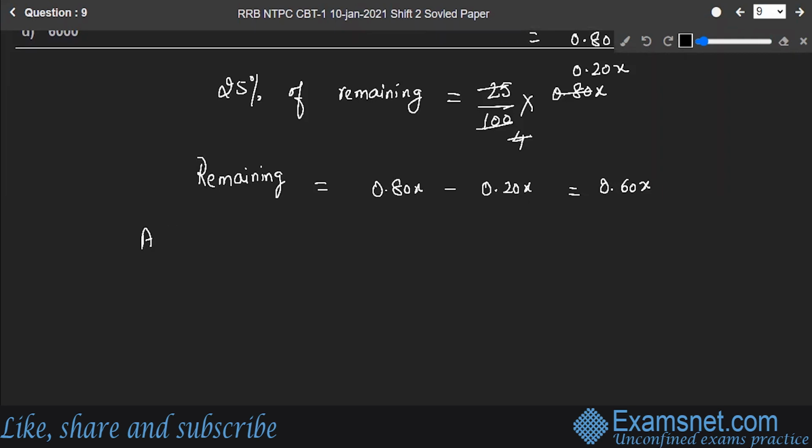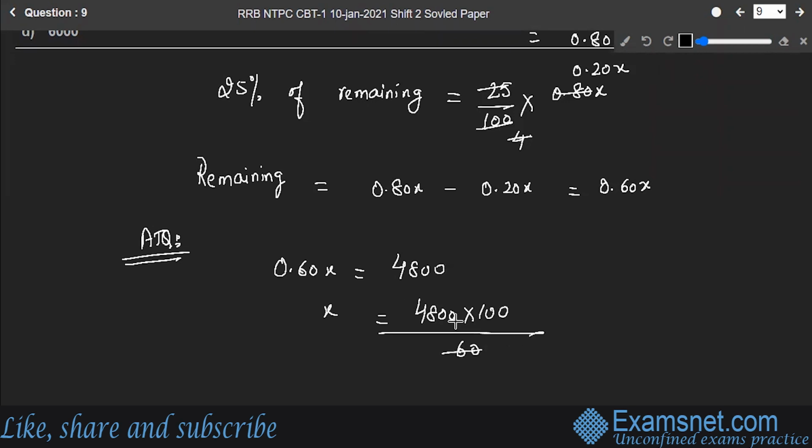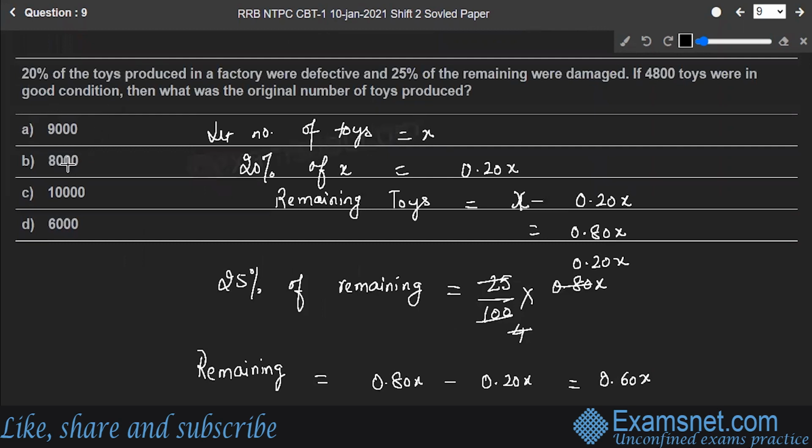According to the question, the good condition toys were 4,800. So X is equal to 4,800 multiplied by 100 upon 60, which is 8,000. That means 8,000 toys were produced initially, right? We have option B as the correct answer.